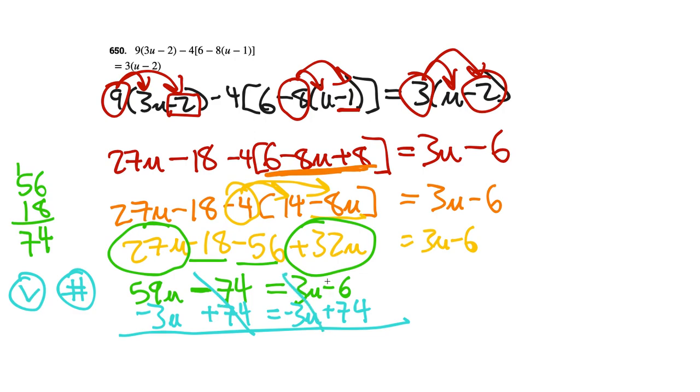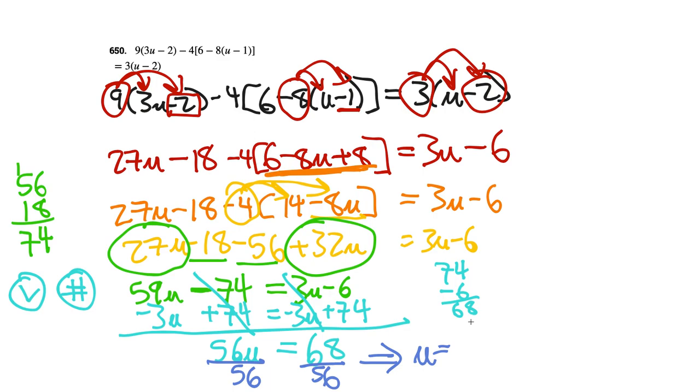That's going to cancel. That's going to cancel. Yay. Negative 6 plus 74. I don't like that, but I could do 74 minus 6. And that's 68. Okay, cool. I can manage that. And then 59u minus 3u is going to be 56u. Then you'll see we don't want 56u. We just want u. So we're going to divide both sides by 56. And I get u equals 68 over 56.